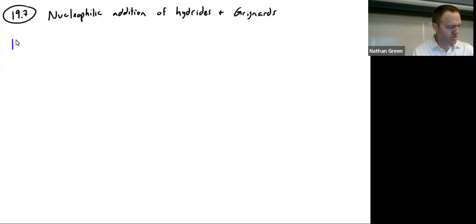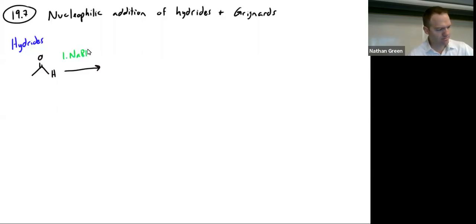So let's talk about hydrides first. If I have an aldehyde and I want to react it, how do I want to do this? I'll give you the reagents, you tell me the product. React it first with sodium borohydride.